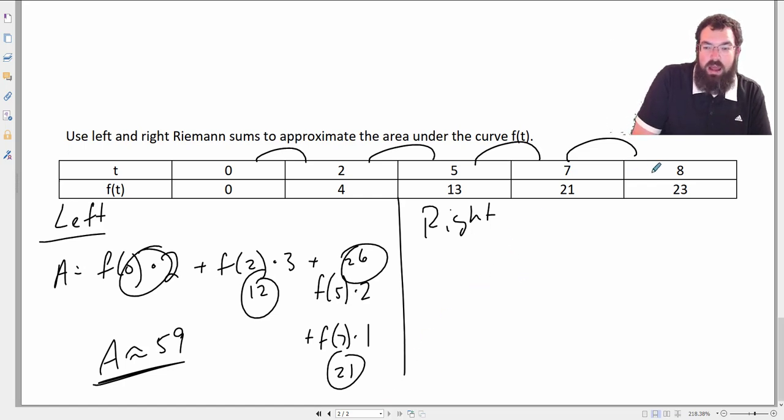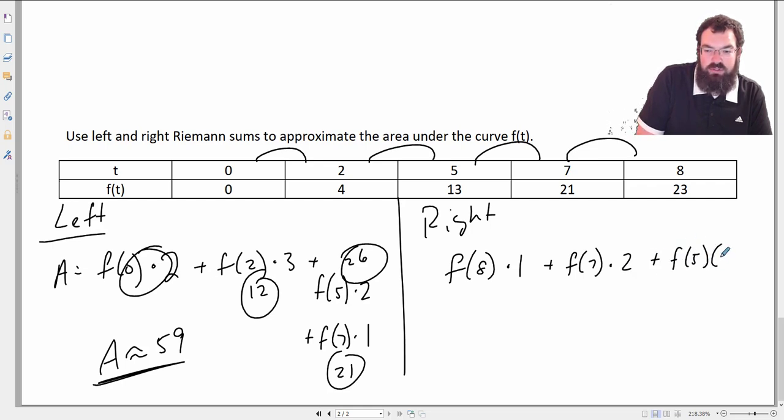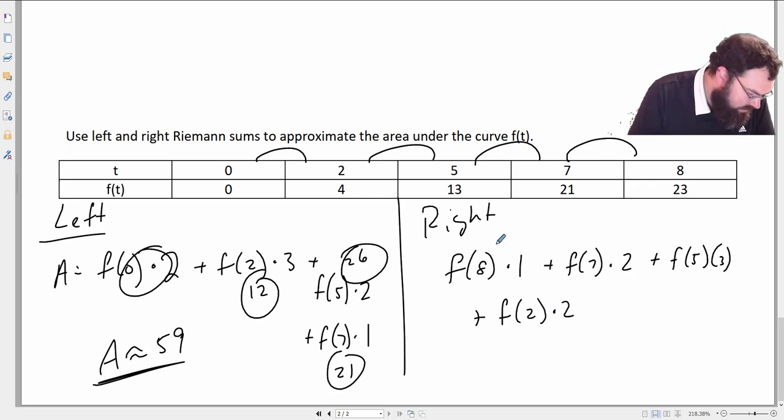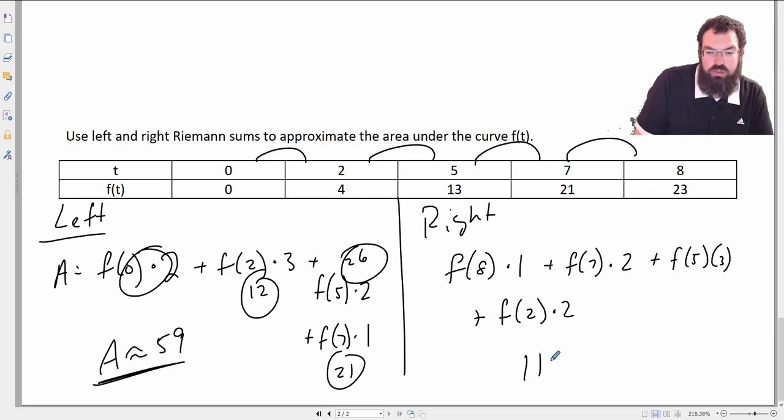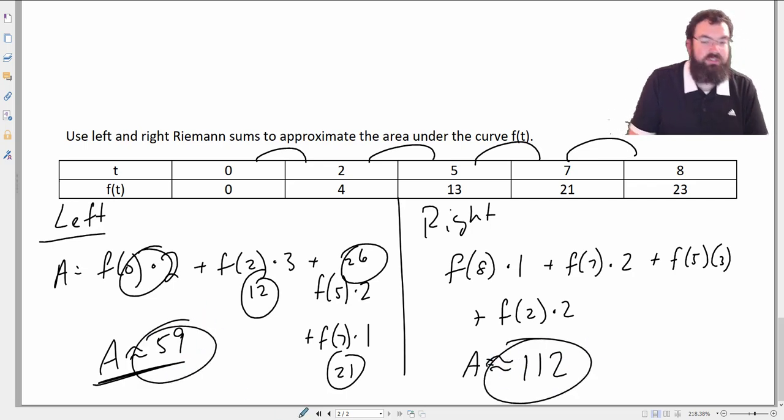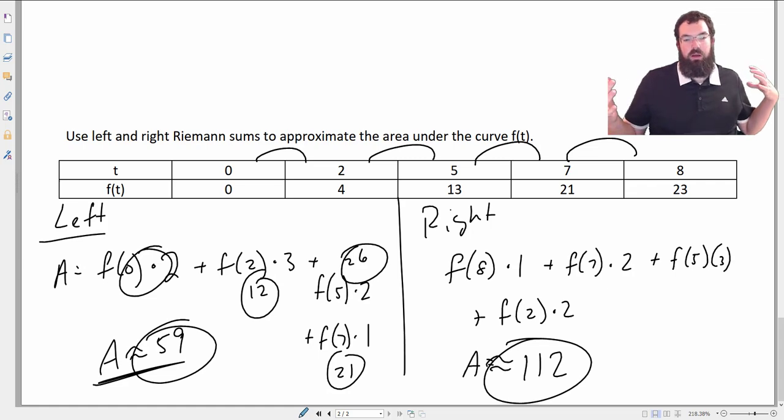Okay, from the right now I'm going to go backwards, so it's going to be f of 8 times 1, plus f of 7 times 2, plus f of 5 times 3, plus f of 2 times 2. And then when I do that, I get about 112. So the area here is equal to about 112. So that's a big difference. This is almost double.